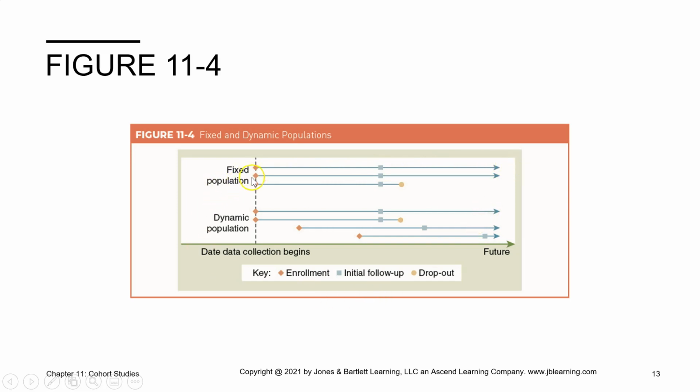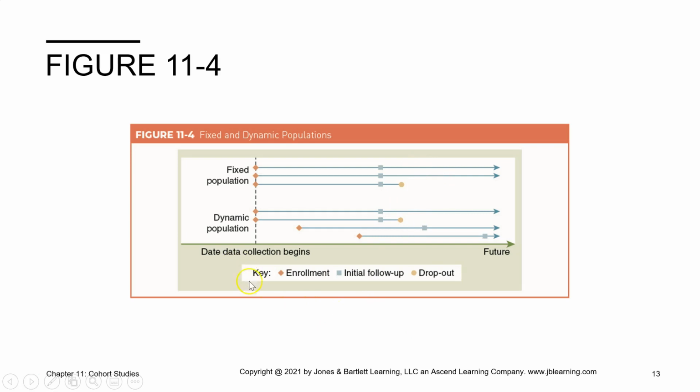Same thing as this next one here. You have a participant here, and then they follow up, and then they continue to follow up. Now, if this is our third person, then we have an individual here, they complete the initial follow-up, and then they drop out. And so if it was a fixed population, you couldn't make up for that person, and you would just have a smaller sample size.